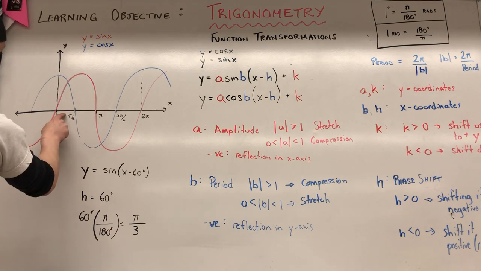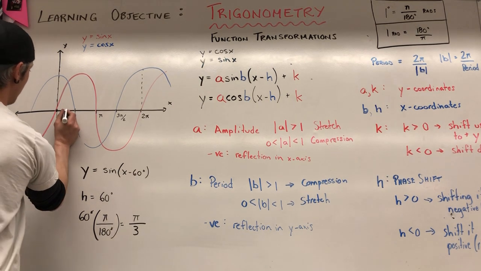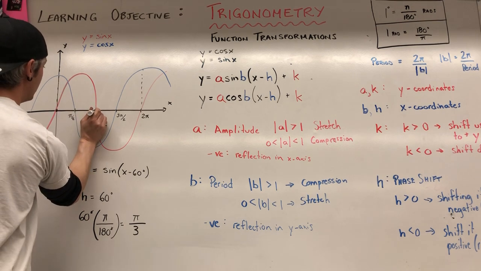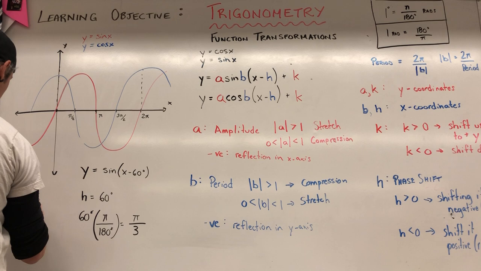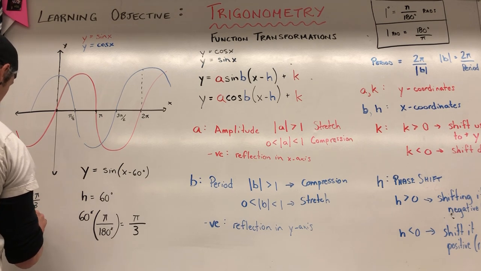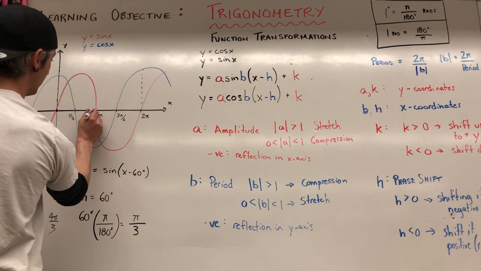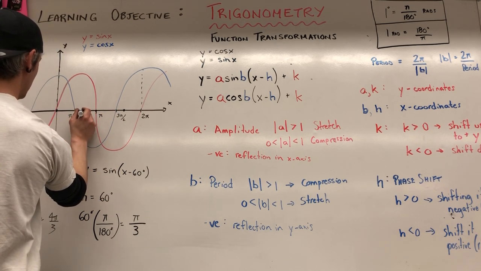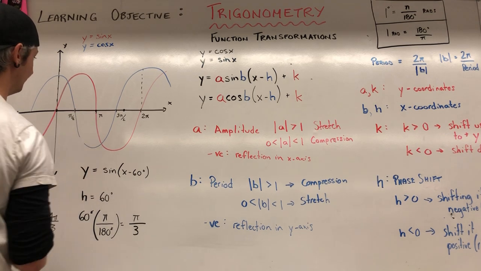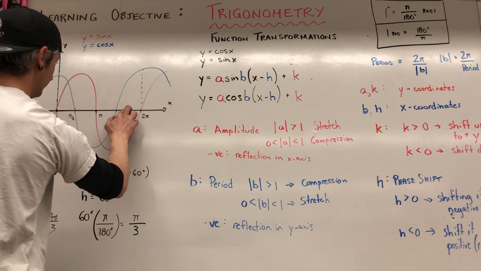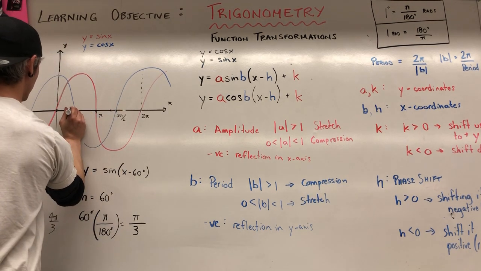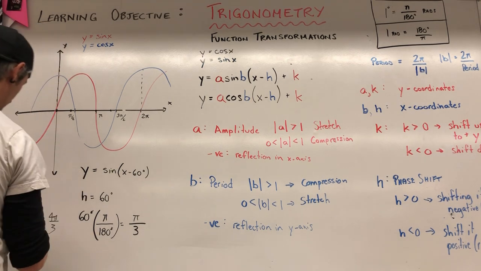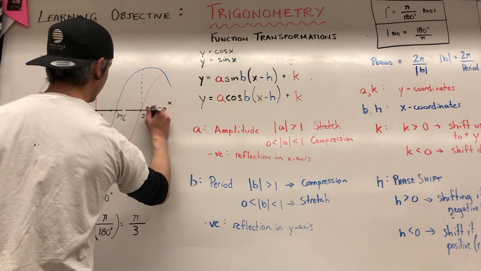So my starting point will be pi over 3. And I'm starting with the sine. So what's pi plus pi over 3? It's 3 pi over 3 plus pi over 3. It's 4 pi over 3. So my new point here will be 4 pi over 3, so it's going to be around here. And 2 pi plus pi over 3 is 6 pi over 3, 7 pi over 3, so right here.